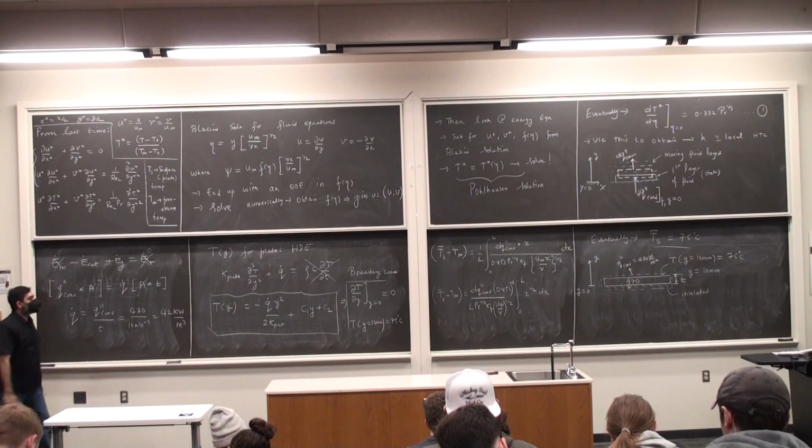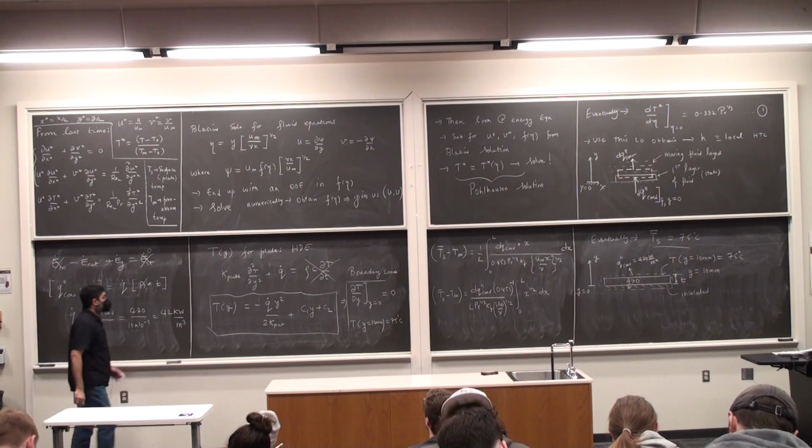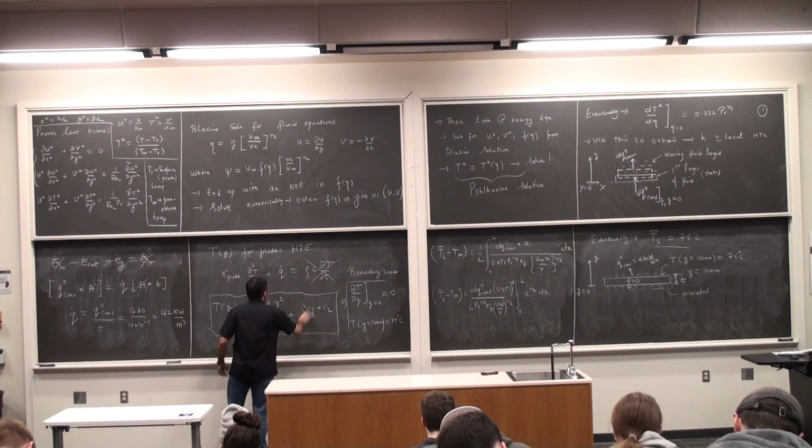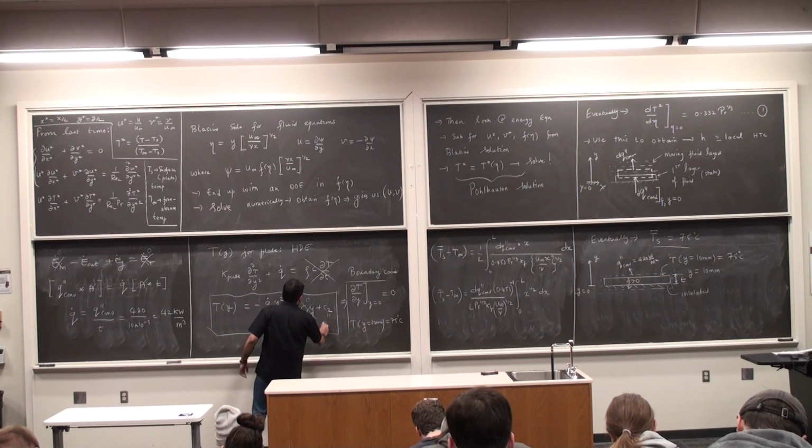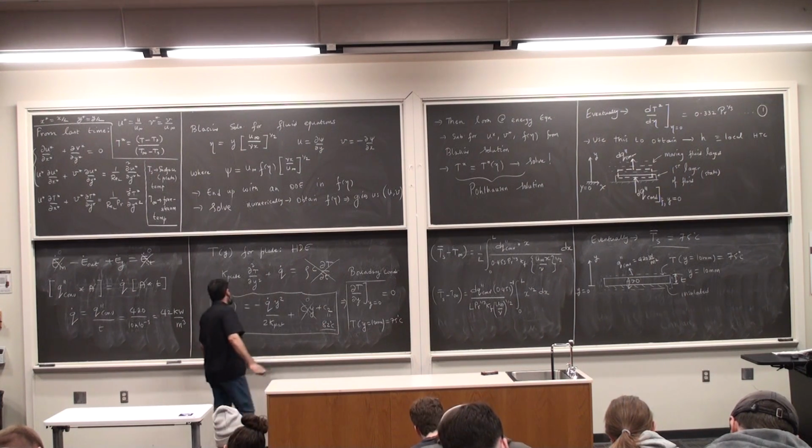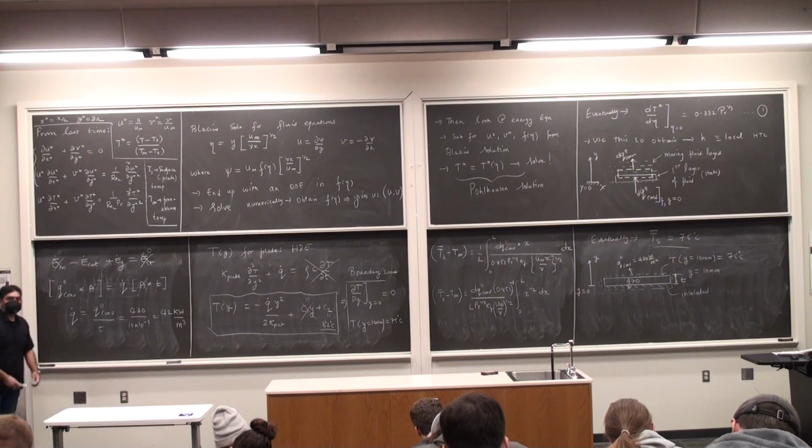Substitute, obtain C1 and C2. C1 ends up being 0, C2 ends up being 82 degrees Celsius. And we have a quadratic profile. Okay, thank you.